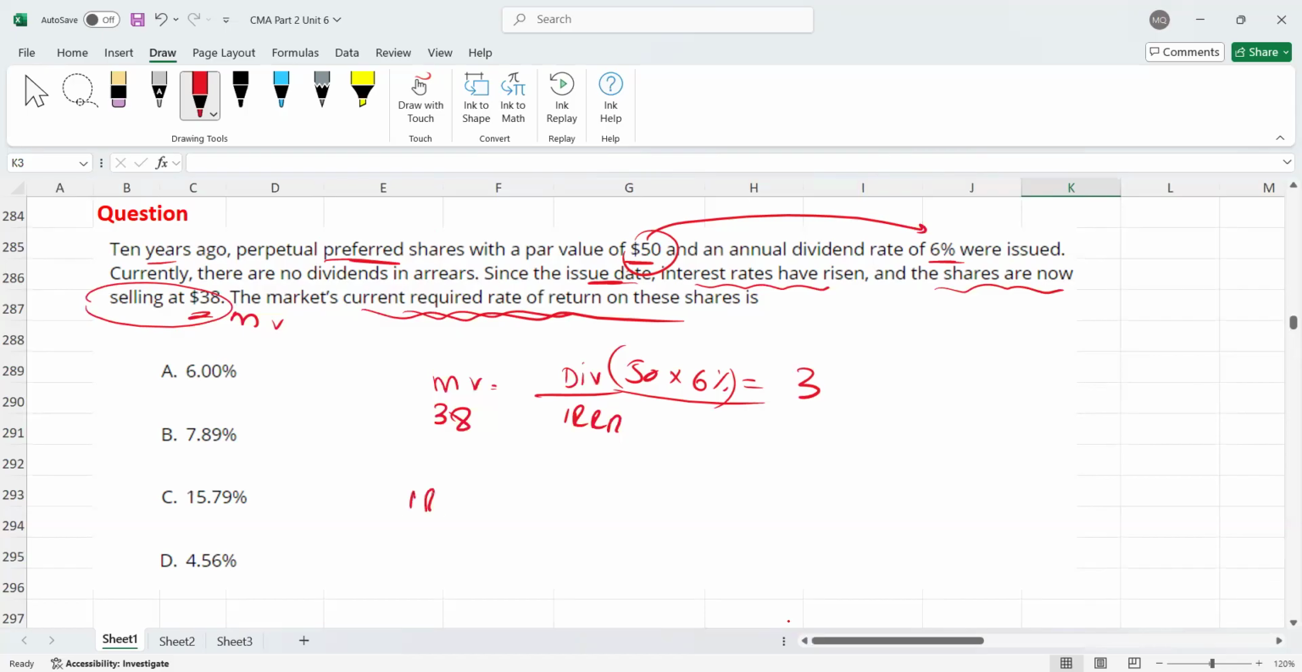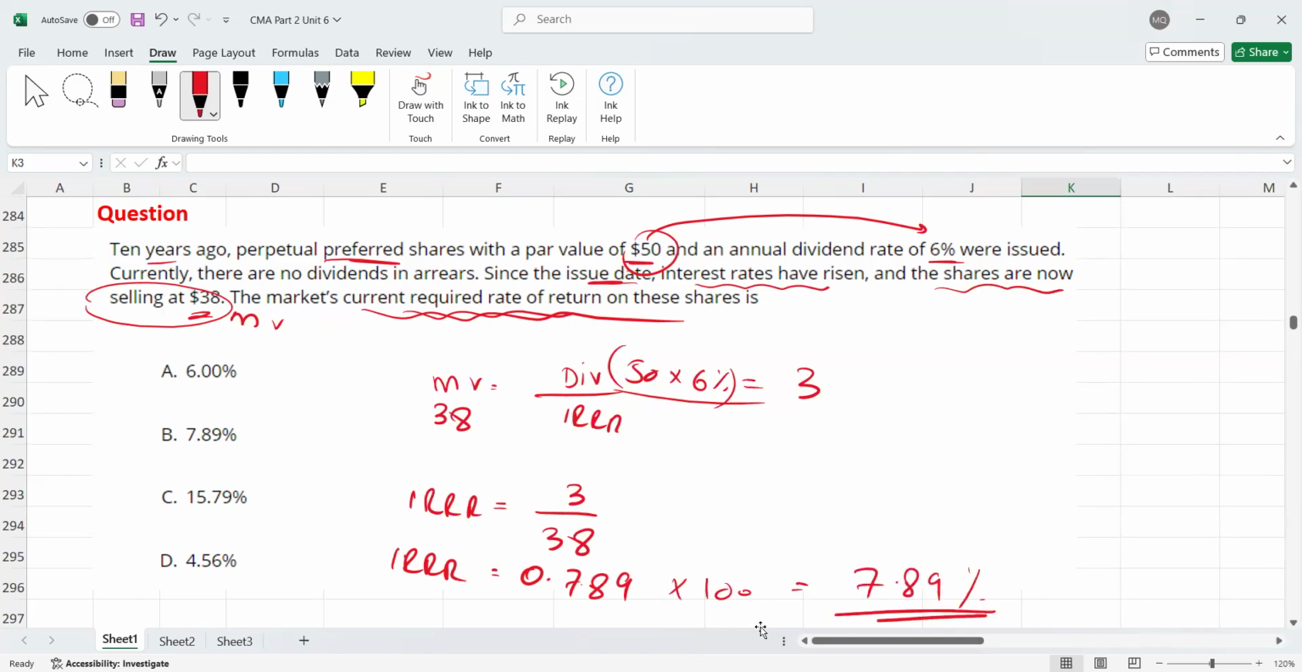So now the investor's required rate of return will be equal to the dividend, which is $3, divided by the market value, which is 38. Again, solve 3 divided by 38. So the investor's required rate of return is going to be 0.0789. If I multiply by 100 to get the percentage, it will be 7.89%. So this will be answer B.